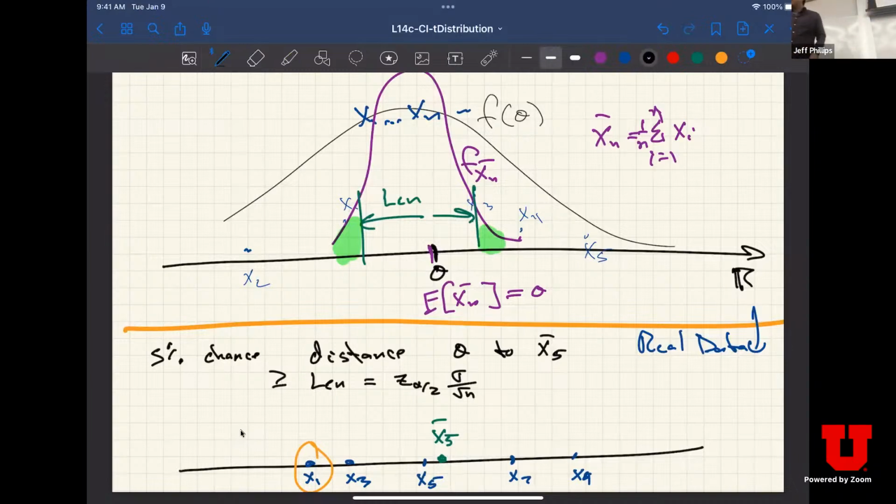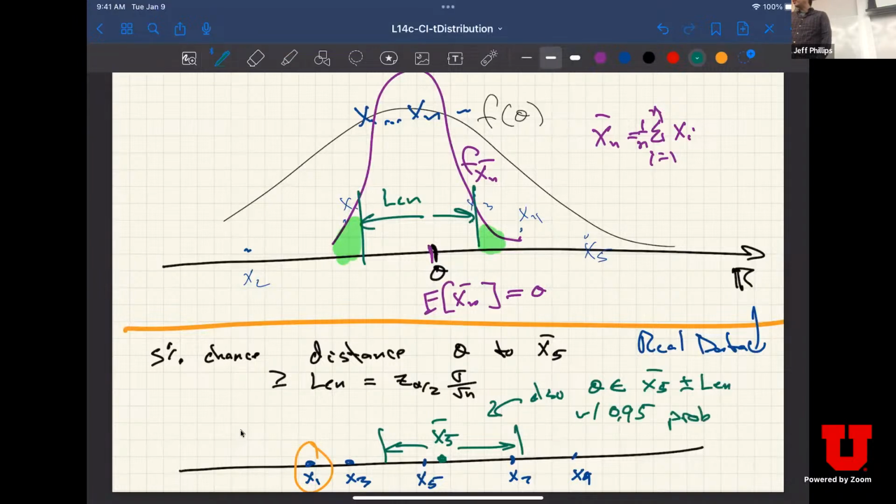And then we can take that same distance and put it around. Because it's just the distance from theta to X5 bar or Xn bar, I can do the same thing and say, if I look at X5 bar, I can put the same distance around X5 bar and say the probability that theta falls in here is also 95%. So theta is in X5 bar plus or minus this length, with probability 0.95.